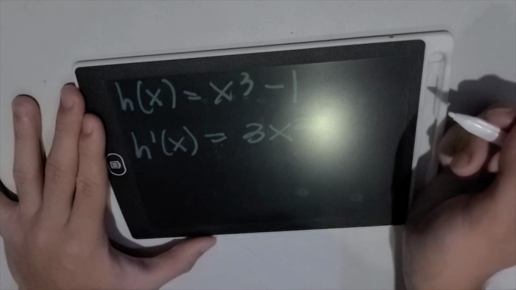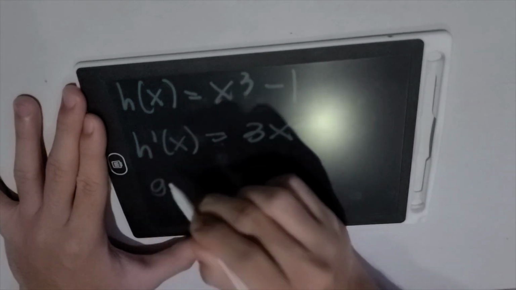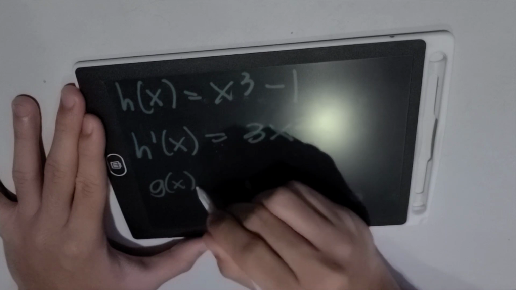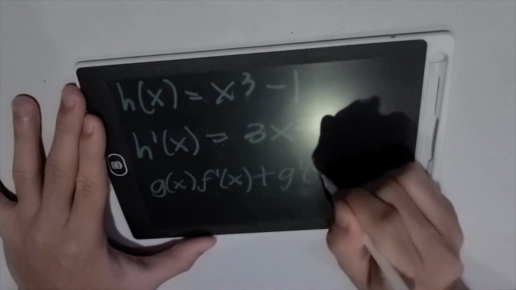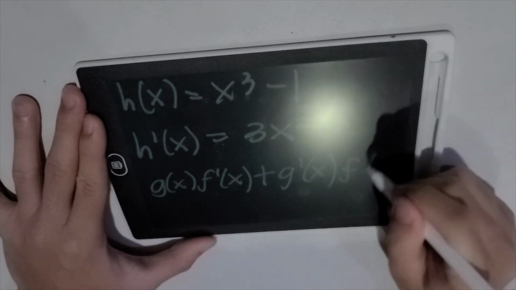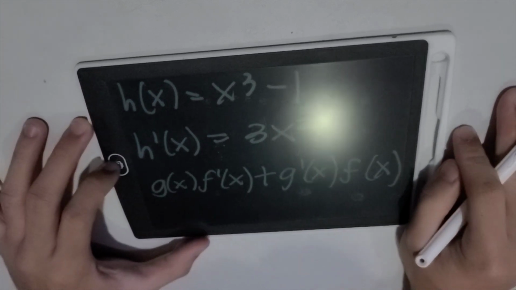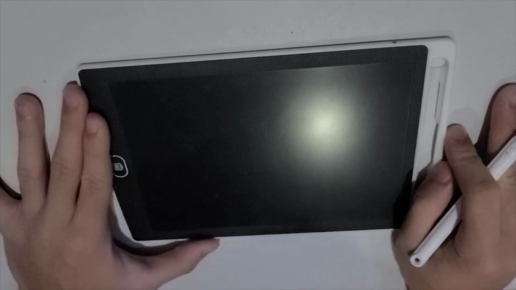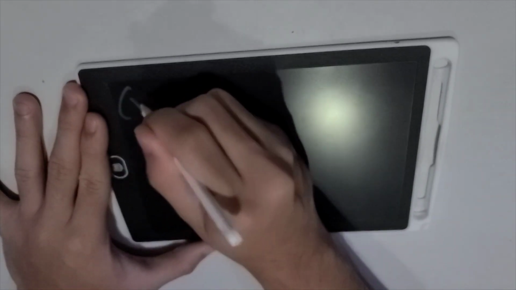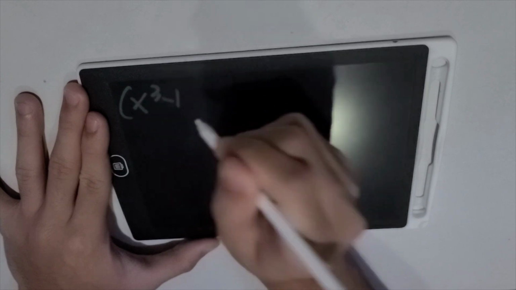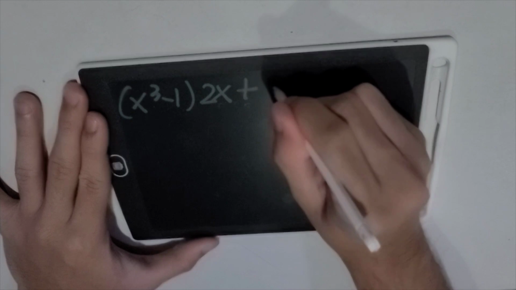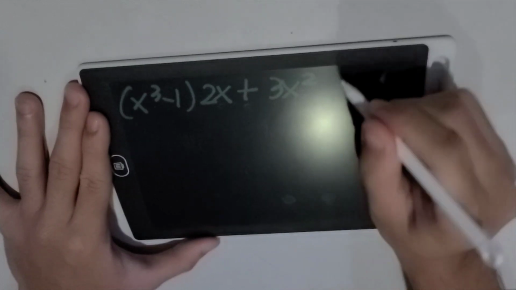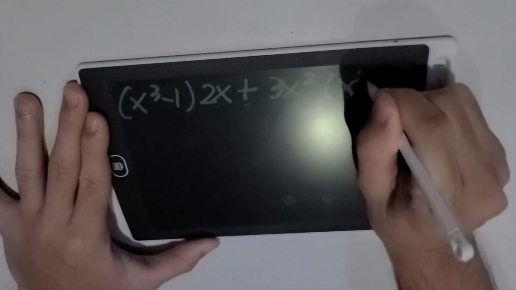Again, we have to follow the formula, which is g of x times h prime of x plus g prime of x times h of x. Now it's time to substitute. X cubed minus 1 times 2x plus 3x squared times x squared plus 4.